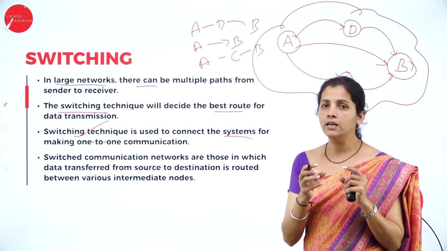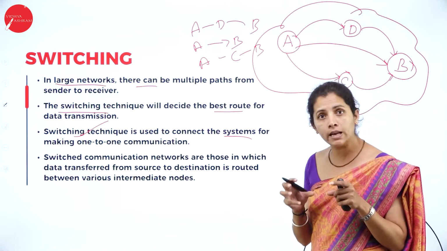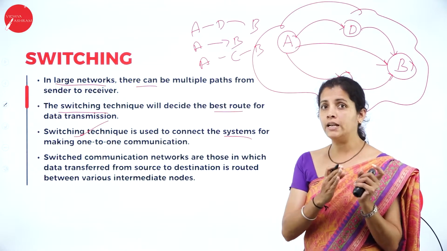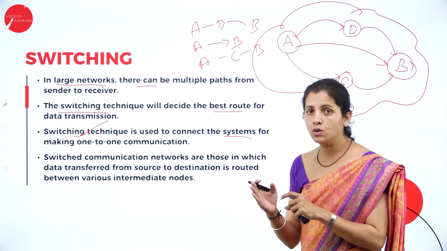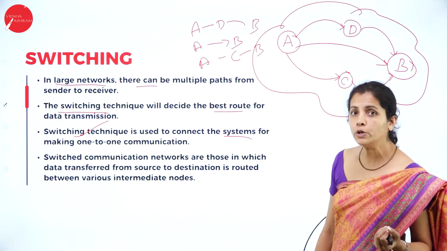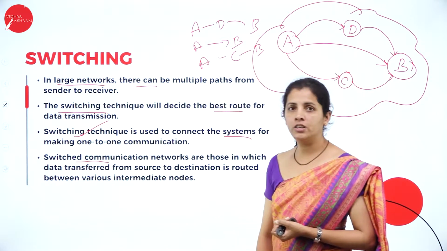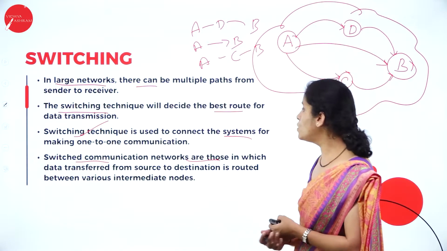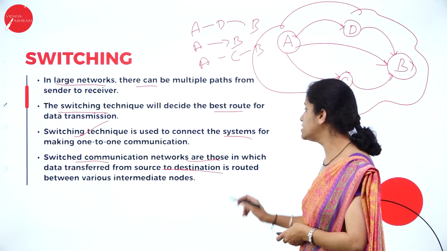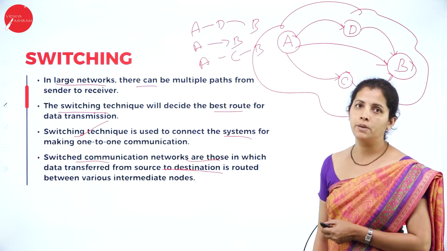So here the switching technique is used to connect the system for making one-to-one communication. So dear student, in switching, I'm going to select the best path. Why am I going to select the best path? To transfer the data from one node to another node, I must require one-to-one connection or point-to-point connection. So switching communication networks are those in which data are transferred from source to destination, routed between various intermediate nodes.